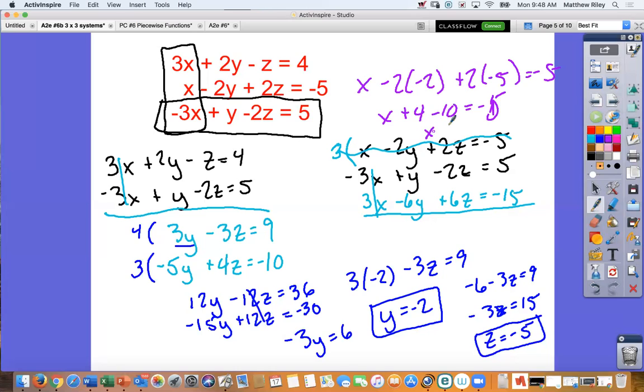So that's x minus 6 equals negative 5, so x is positive 1. So my answer is 1, negative 2, negative 5, done. Questions, comments, or concerns? None?